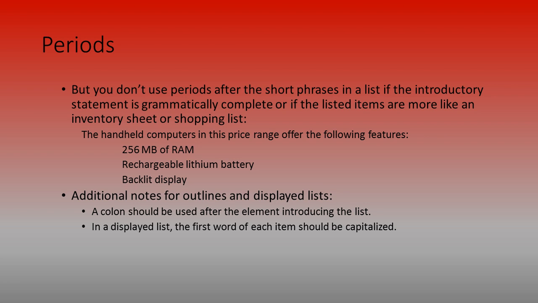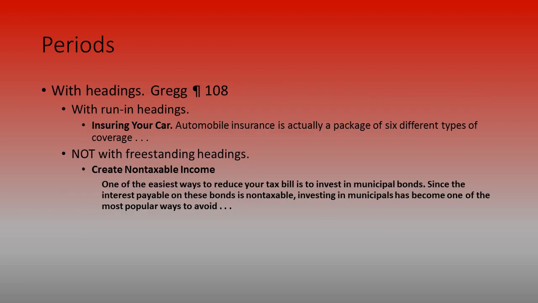You should use a colon after the element introducing the list. So after following features was a colon. And in a displayed list, the first word of each item should be capitalized. Use periods with headings, like run-in headings, where one begins the paragraph and it's immediately followed by the text matter on the same line. So you would use the period there, but not when it's a freestanding heading just all by itself and then the text is underneath it. You would not use a period there.